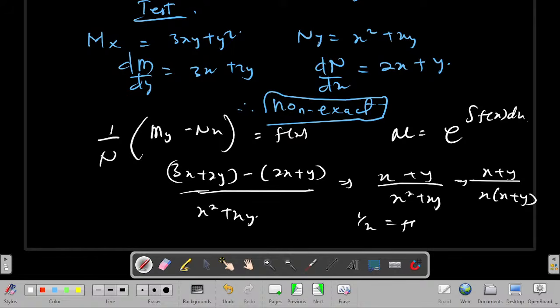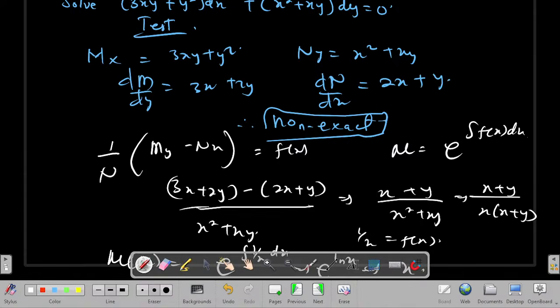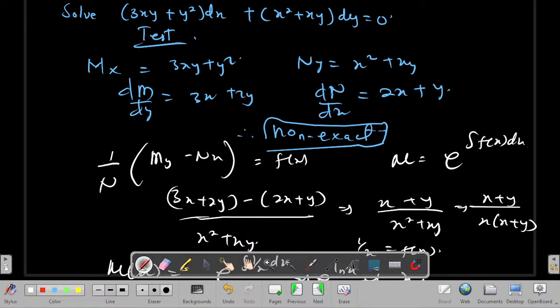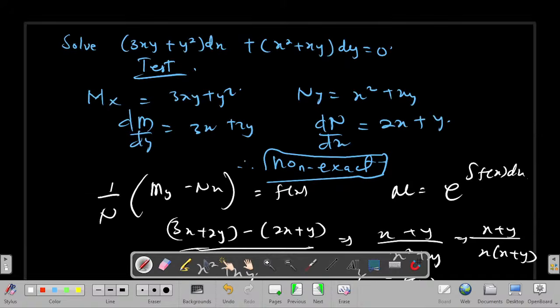Now, to find the integrating factor, I get e to the power integral of 1 over x dx. This gives me e to the power ln x, which is equal to x. Once your integrating factor is determined, you multiply through the whole equation by it. I'll multiply everything, so I have x times (3xy plus y squared) dx plus x times (x squared plus xy) dy.